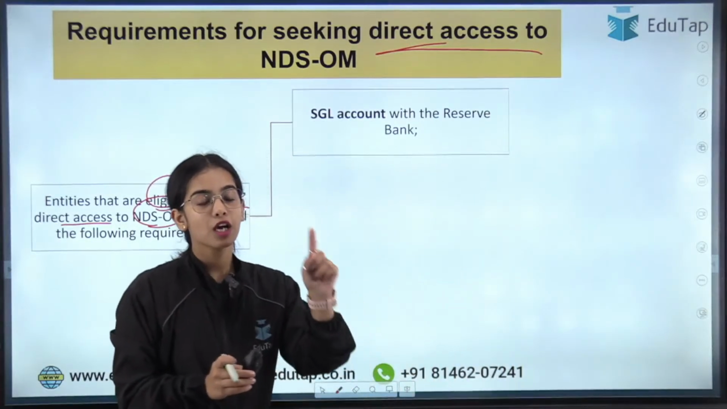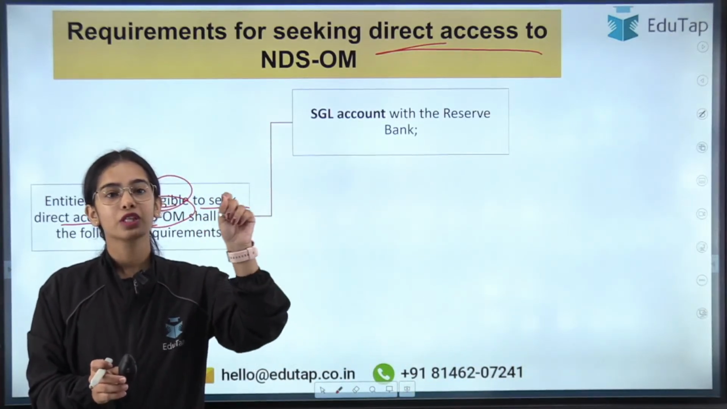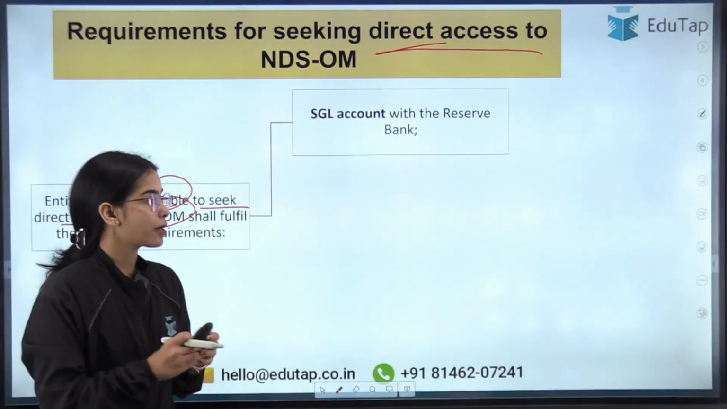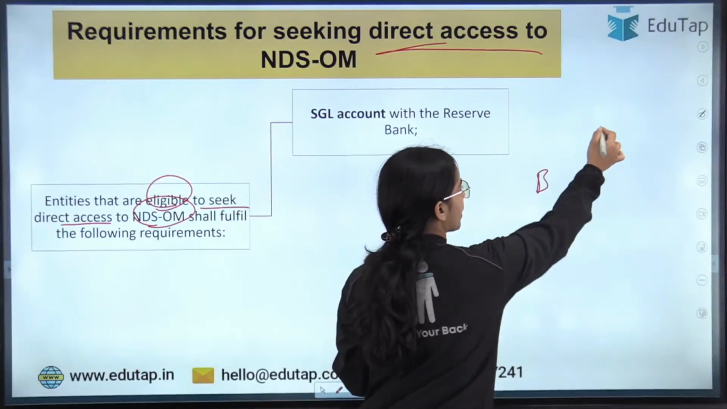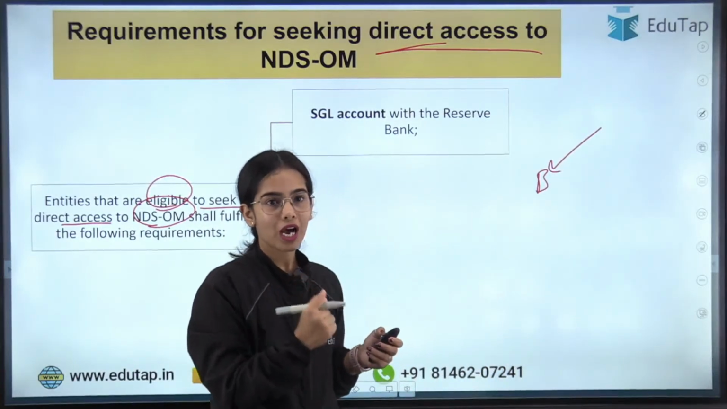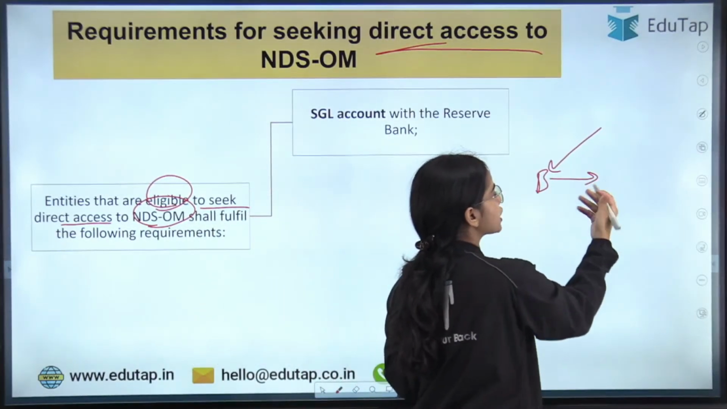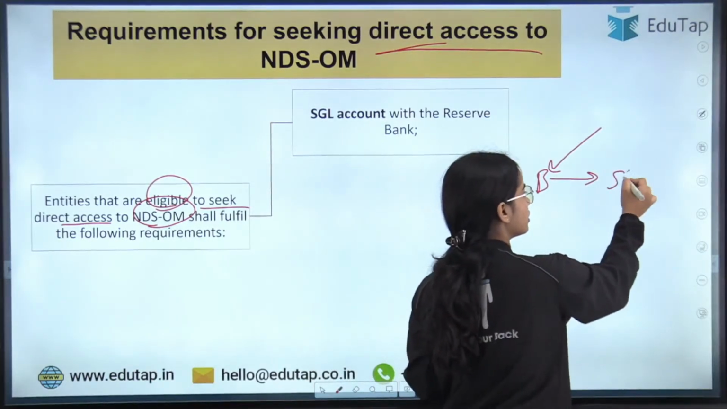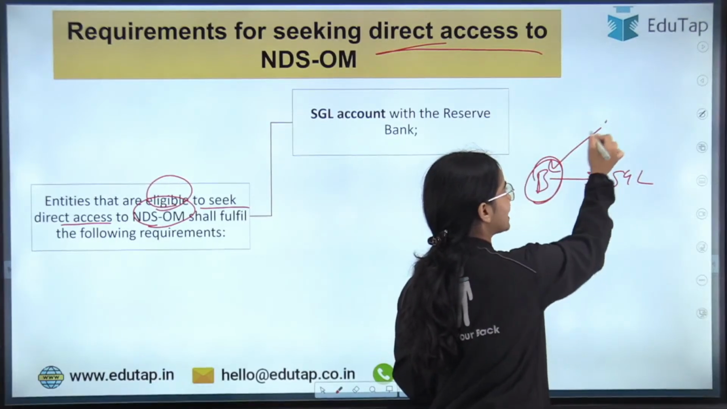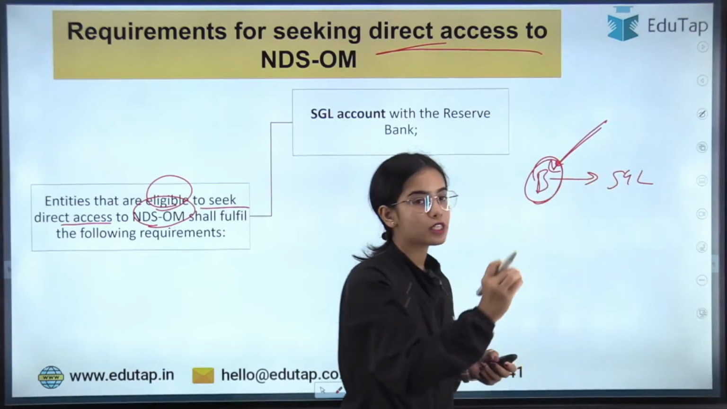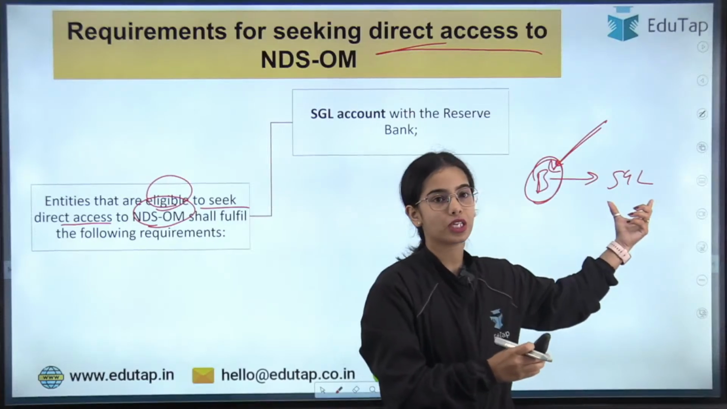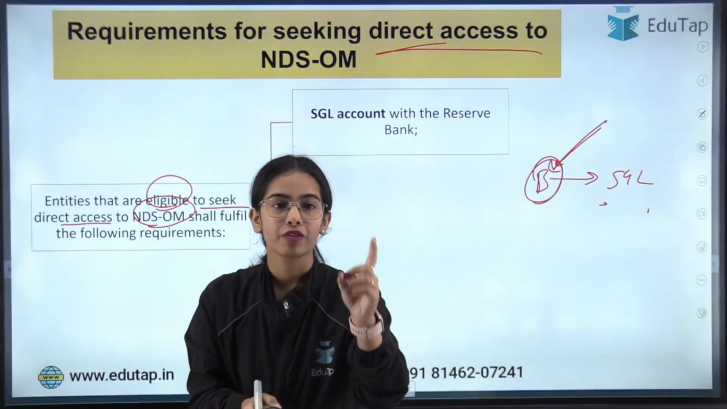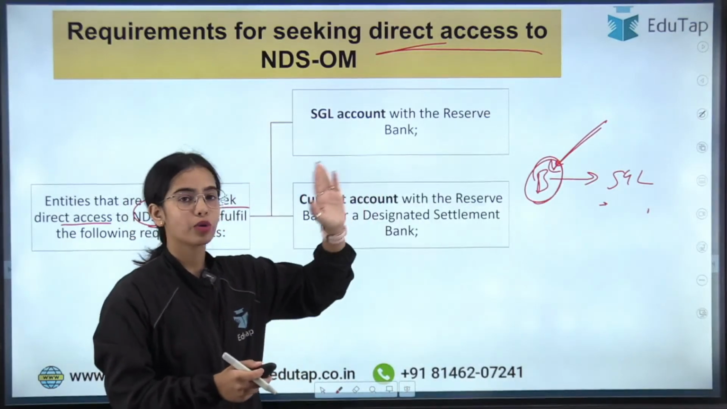First of all, an SGL account with the Reserve Bank of India is mandatory, because if you have direct access, that means, let's say a bank wants to buy government securities from the RBI. So where will the government securities go? The government securities will be stored in the SGL account. So if the bank wants to have direct access to government securities, the bank must have an SGL account where the government securities will be kept in the demat form with the RBI, okay? So an SGL account is a must.